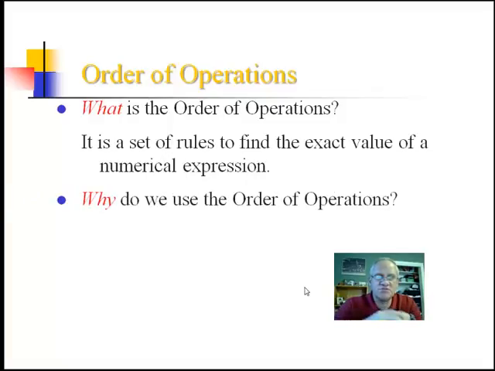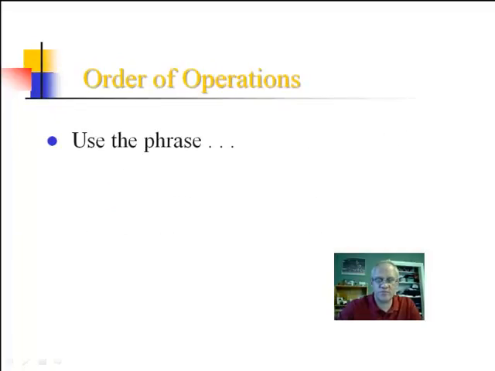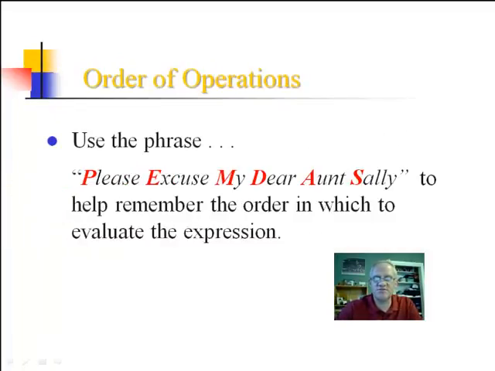And the question is, why do we need that? Well, the simple answer is everybody needs to get the same answer. So if we have some expression and somebody works it out one way and somebody works it out another way, you can get different answers. If you follow the order of operations, you should get the same answer every time. And what you have to remember is the phrase, "Please excuse my dear Aunt Sally."